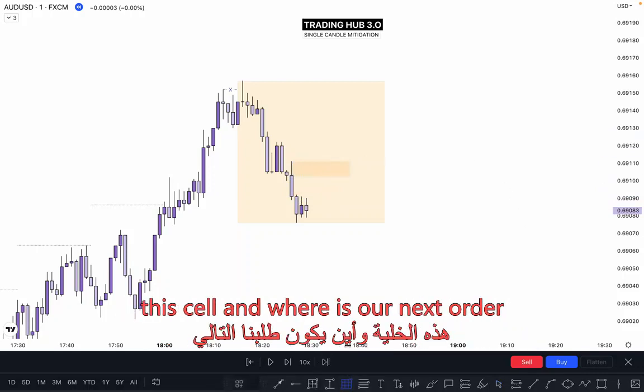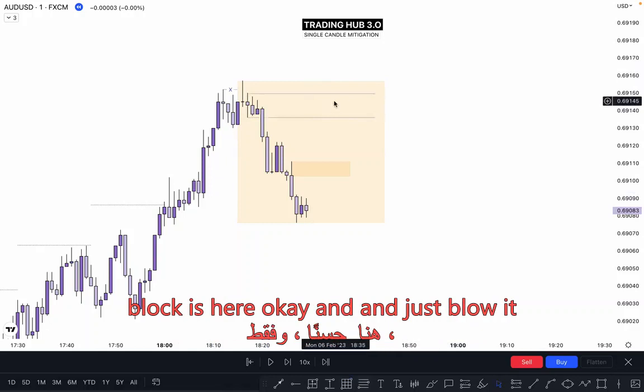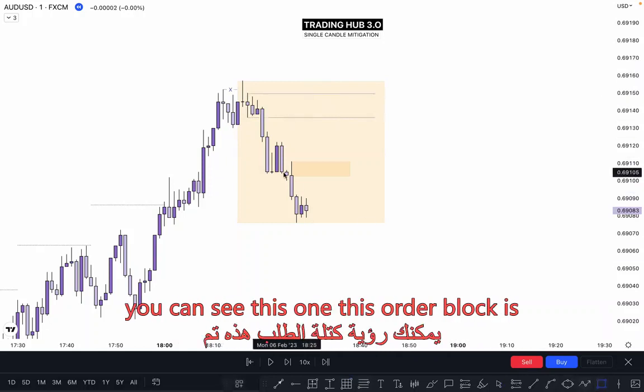And where is our next order block? This one, right? The next order block is here. Okay, and just below it you can see this one.